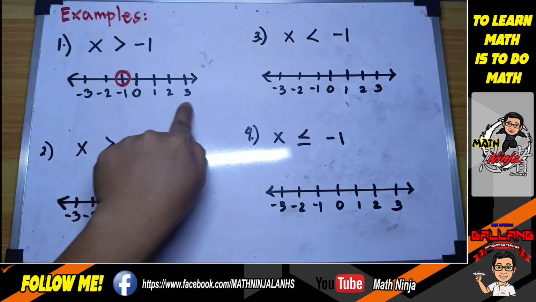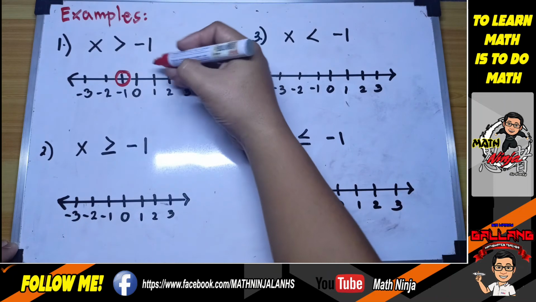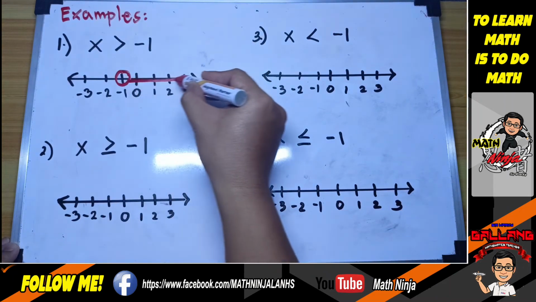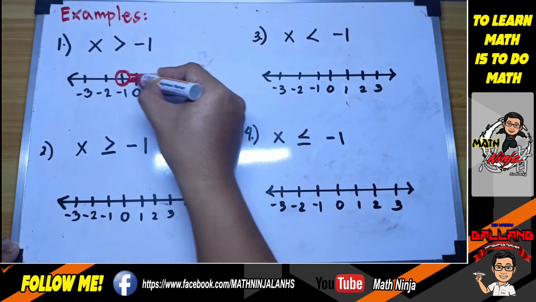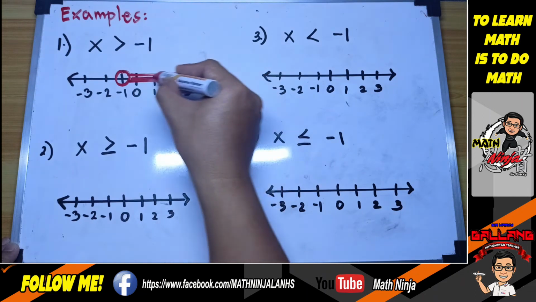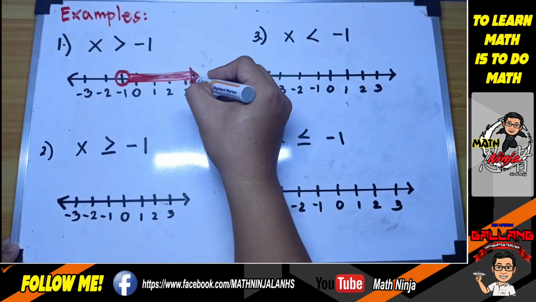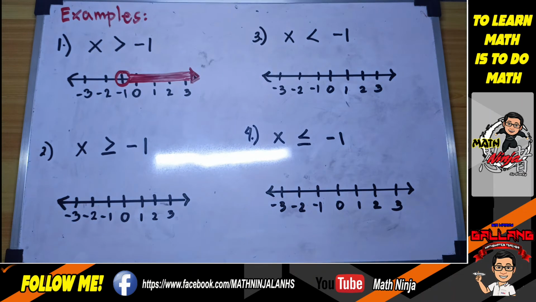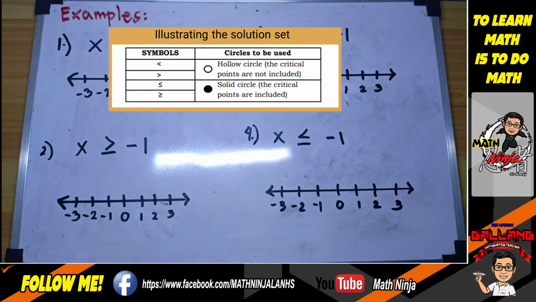So, papunta sa kanan. So, ang shade natin na part is itong part na ito. So, ibig sabihin, kasama siya doon sa solution set. Magsasatisfy siya dito sa inequality na ito. Okay, next, number 2, we have x is greater than or equal to negative 1. Okay, so ang ginamit na inequality symbol dito is greater than or equal. So, therefore, ang circle natin gagamitin is solid circle.